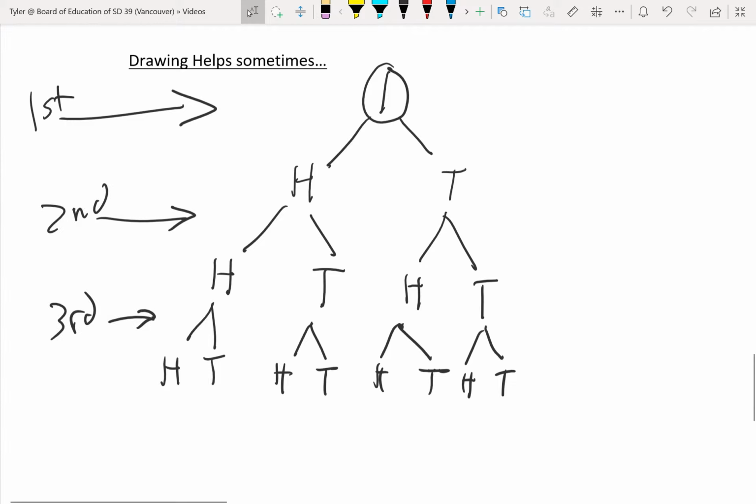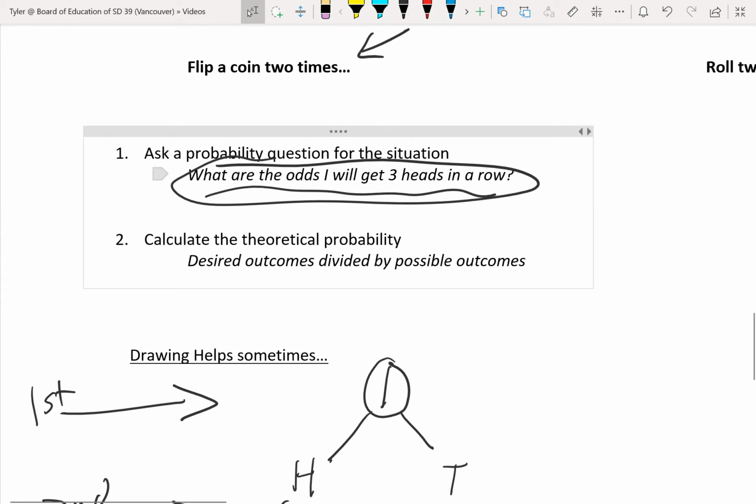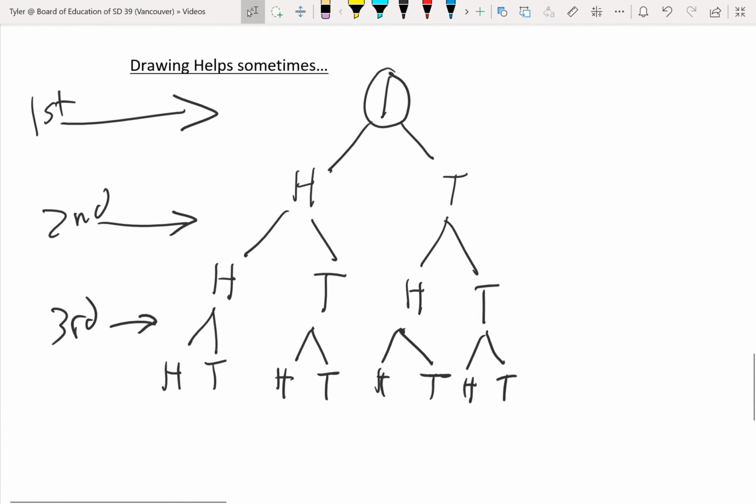This is called a probability tree, and it helps when you're doing more than one event, more than one thing at a time: flipping more than one dice, spinning more than one spinner, rolling 2 dice at a time. So when we look at this, the question was, what are the odds of getting 3 heads in a row? That would be if this happened, head, head, head. These at the bottom are all of the outcomes.